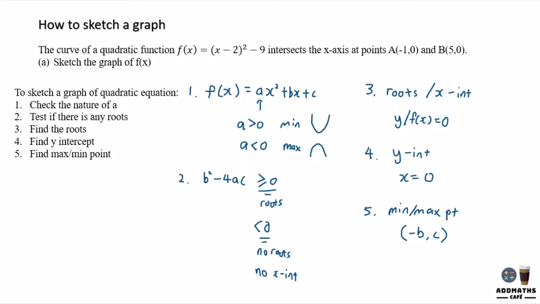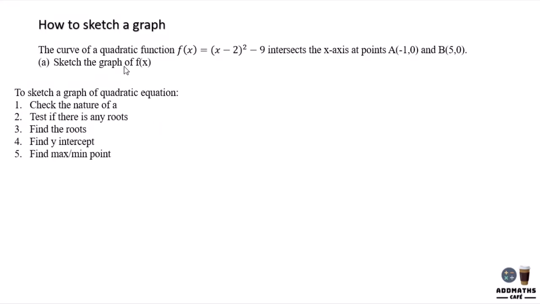So what we do now is to analyze this question. The curve of quadratic function f(x) equals (x minus 2) squared minus 9 intersects the x-axis at points A(-1, 0) and B(5, 0). Sketch the graph of f(x). So every time you try to do a question, write down the equation first. Then check the nature of a, the first point. Here, a is equal to 1, which means more than 0. It's positive, so it will be a minimum point graph.